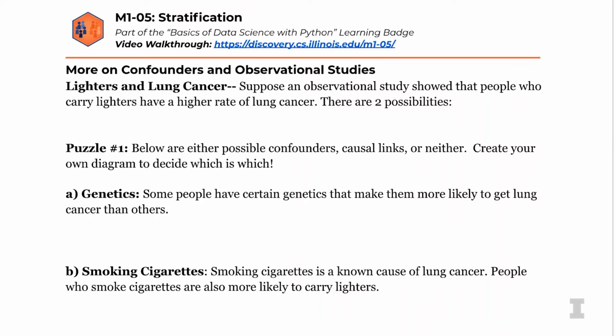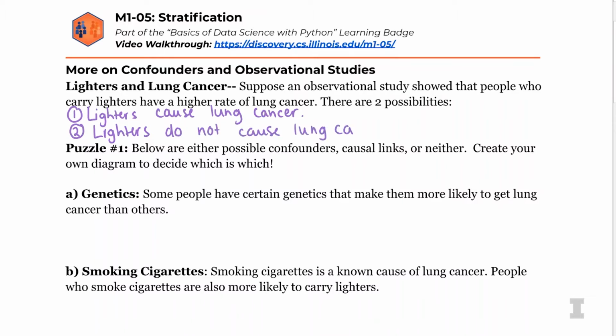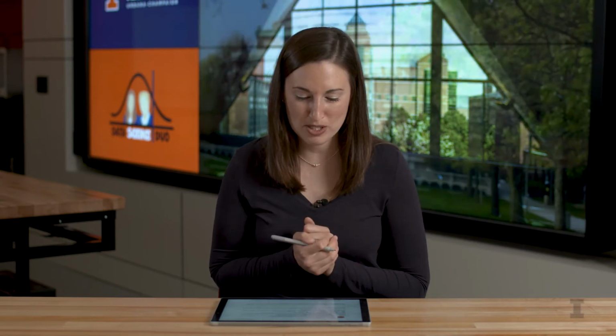And with any observational study, there are two possibilities. The first one is that the treatment causes the response, so that the lighters cause the lung cancer. And if this is true, then there will be a causal link explaining how or why that is the case. The more likely option is number two, that the lighters do not cause lung cancer. And instead, there is a confounder or a third factor that is messing with our experiment, making it look like the treatment causes the response.